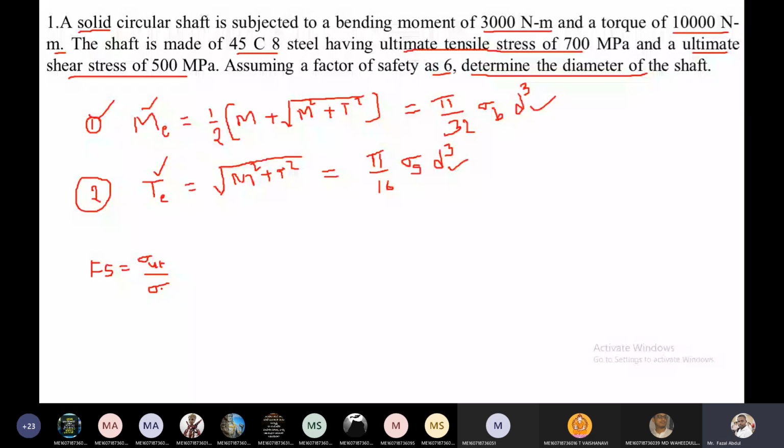Through this relation, what is the bending stress? The ultimate value is given as 700 megapascal, and the factor of safety given is 6. 700 by 6, how much? What is the bending stress value? 700 by 6. Tell the answer. 116.7. Very good.